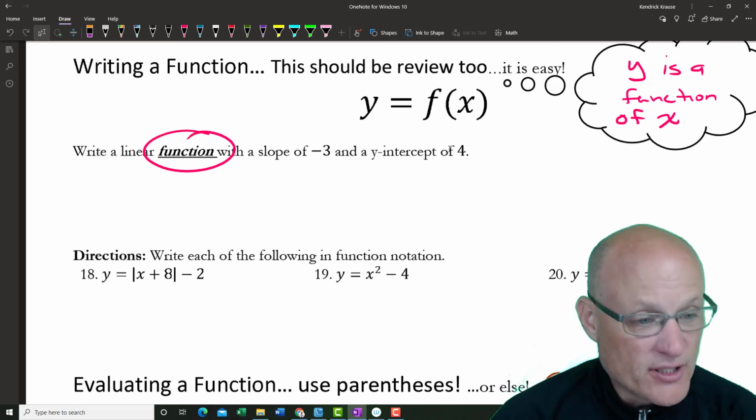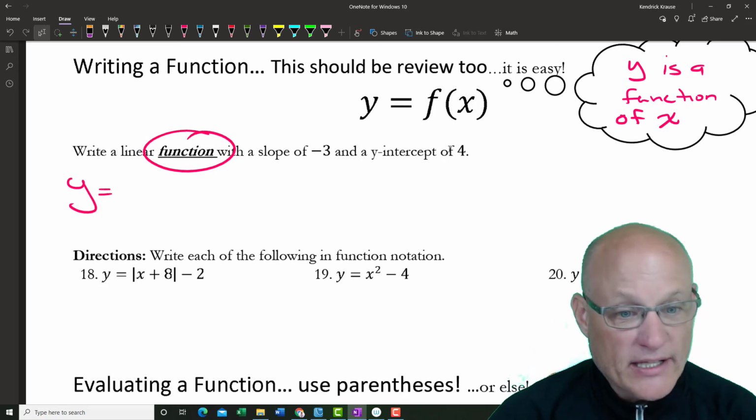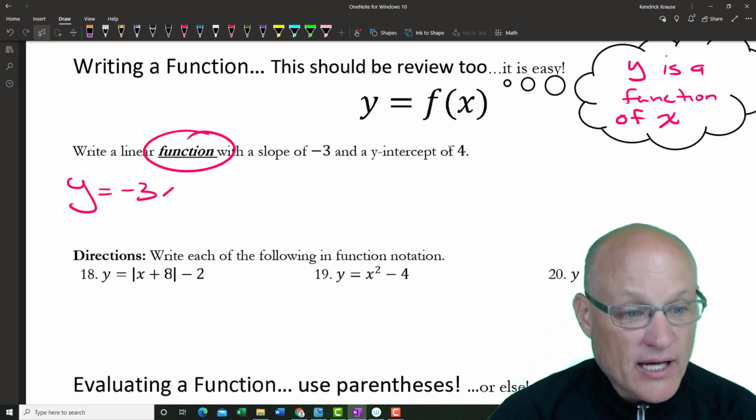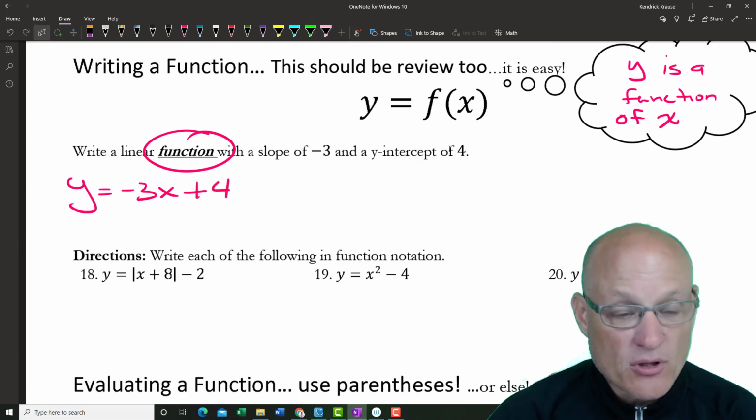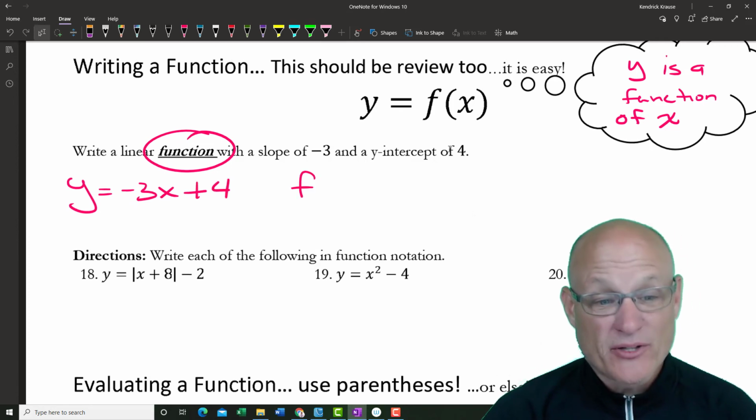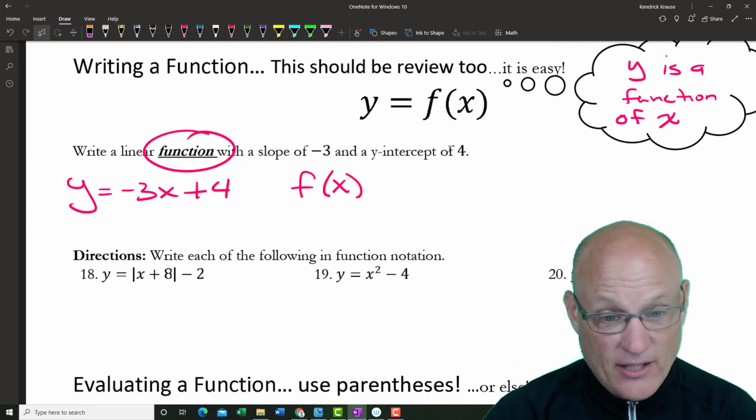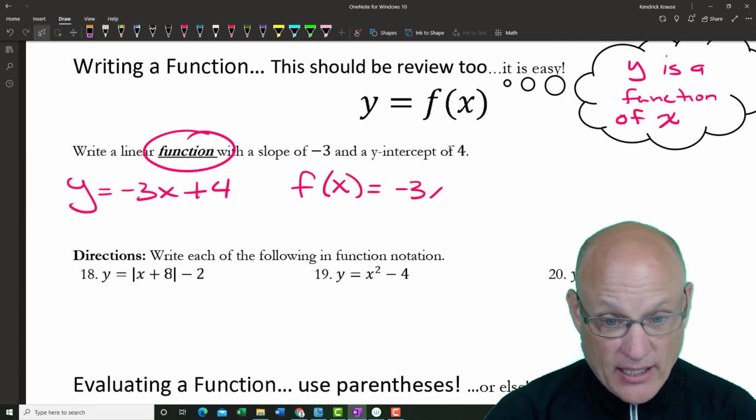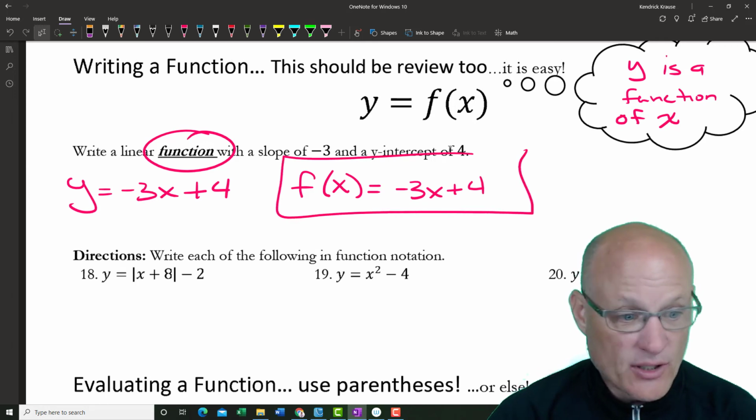Write a function. So in 9th grade, you might have written y equals negative 3x plus 4. But, you know, you're growing up now. We want you to write it in function notation. f of x equals negative 3x plus 4. And so that's the answer to this question.